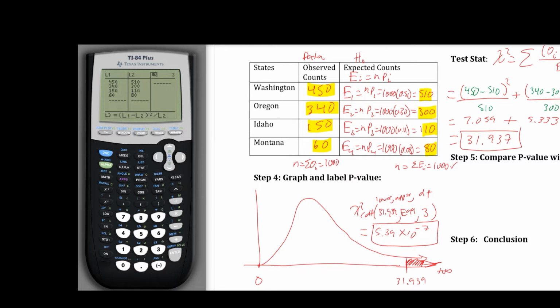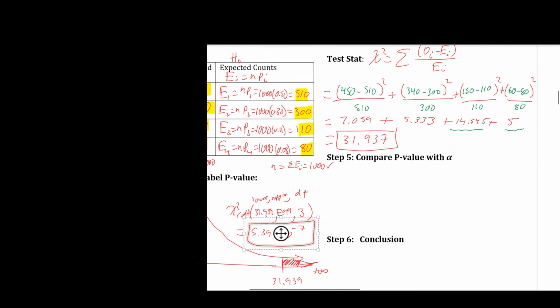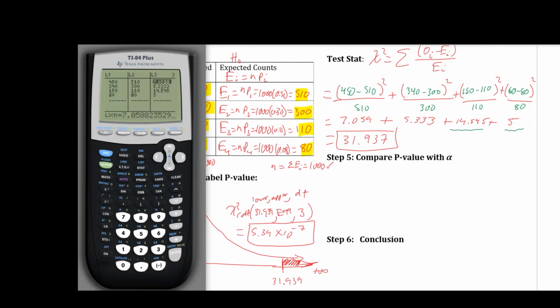All right. That should automatically generate each one of these values. Let me press enter. Yep. And that's exactly what we have. Let me just scroll over to the right here to show you what I have there. You see that? You have the 7.0588, that's there, 0.059, 5.333, 14.545, and then 5. You see those 4 terms are exactly those. And if you were to add those up, you'd get the 31.937.